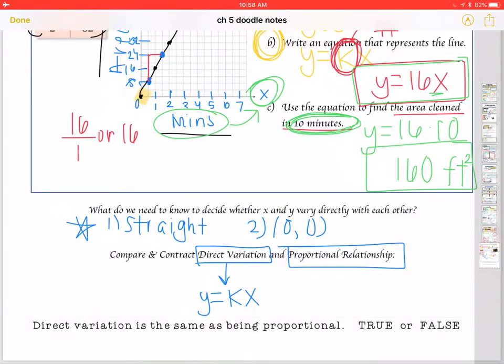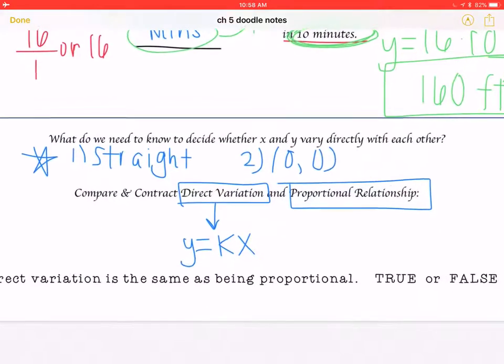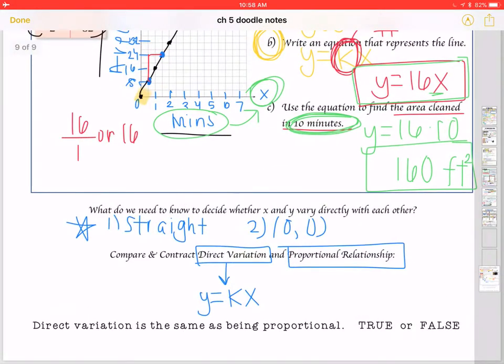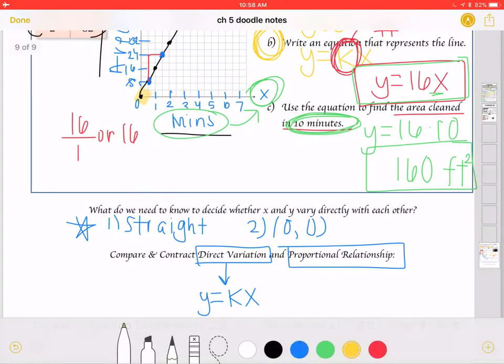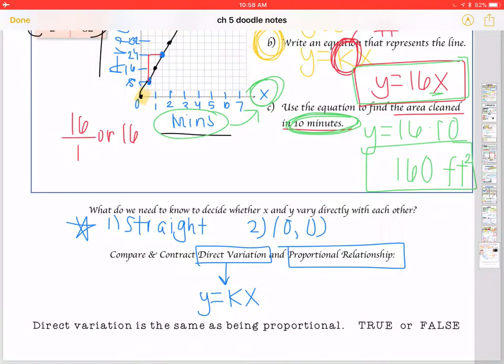And lastly, true or false, direct variation is the same as being proportional. Is that true or false? Hopefully you're thinking true. If you are, you are correct. I cannot highlight it because it's in my way, so go ahead and circle true. Direct variation is the same thing as deciding whether or not that graph is proportional, or if that table is proportional, or whether that equation is proportional. We're just bringing in more factors here. We're bringing in our slope, we're bringing in an equation, y equals kx. We're just using a maybe fancier word, direct variation. But that's the same thing as saying it's proportional.